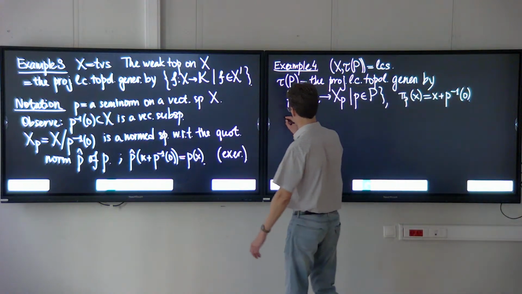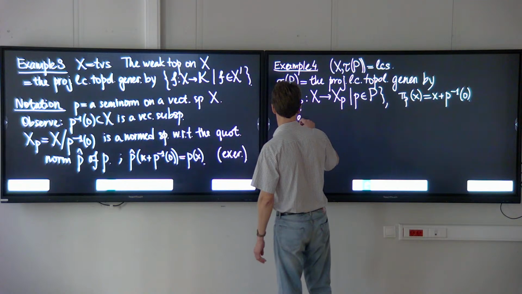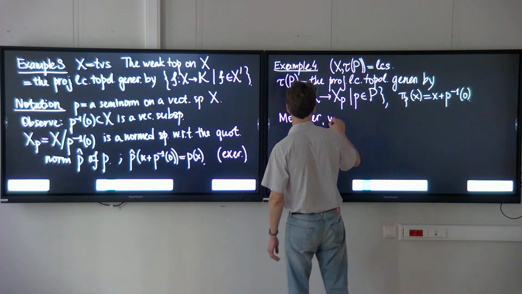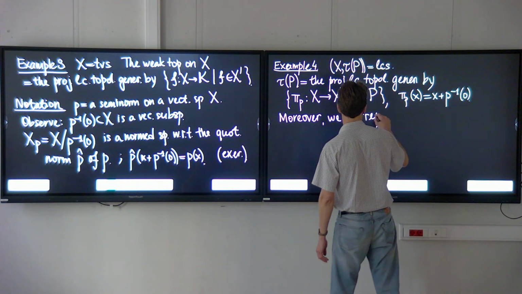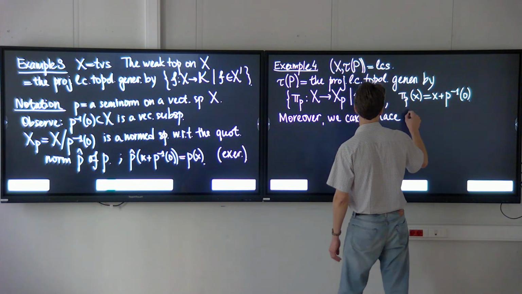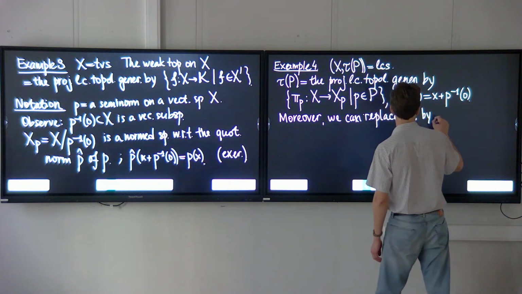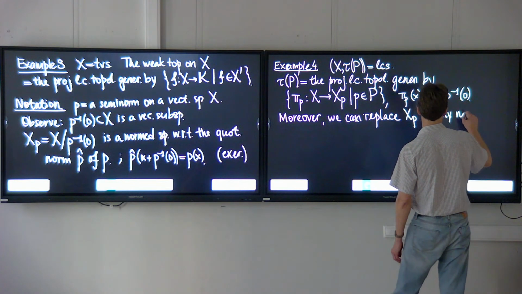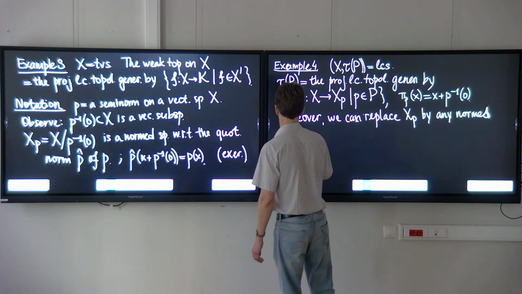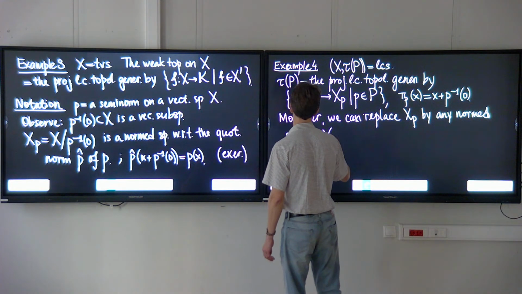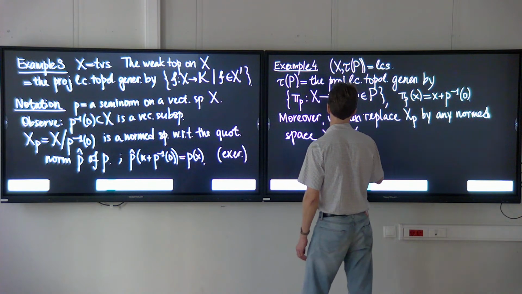And in fact, moreover, we can replace X_p by any norm space Y_p containing X_p.